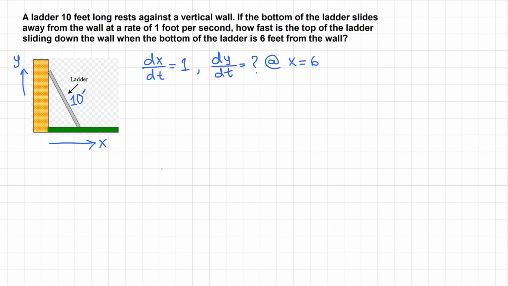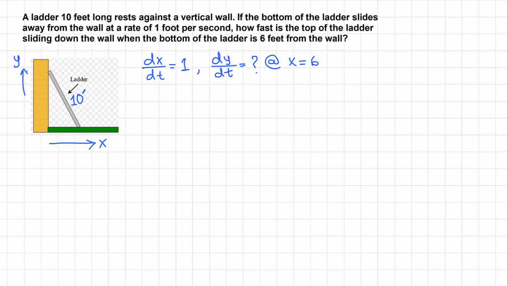Here we got two similar questions. In the first question, we got a ladder which is 10 feet long. The horizontal distance from the wall to the bottom of the ladder, let's say x, and the vertical being y. The bottom of the ladder slides away from the wall at the rate of 1 foot per second. So the rate of change dx over dt is 1, and we need to find how fast the top of the ladder is sliding down.